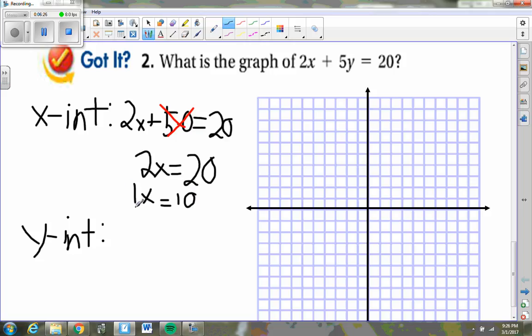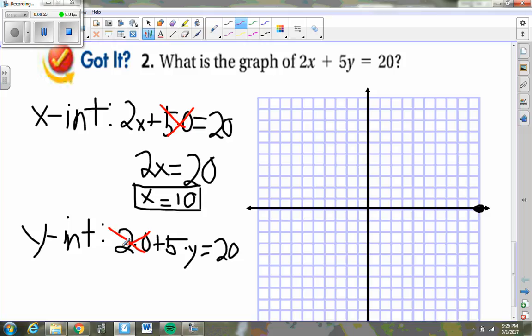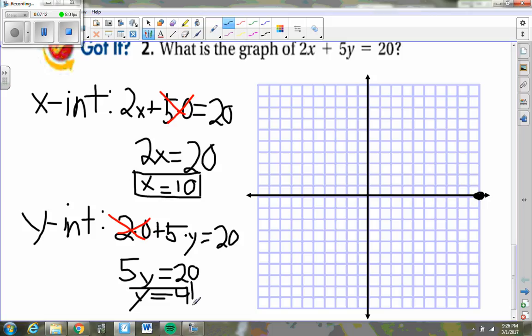Now on the graph, what this means is I need to put a point on my x-axis at positive 10, which is 1, 2, 3, 4, 5, 6, 7, 8, 9, 10, all the way out here. That is my x-intercept. I can do the exact same thing for my y by putting a 0 where the x is. 2 times 0 plus 5 times y equals 20. 2 times 0 goes away, I'm left with 5y equals 20. Divide both sides by 5, I get y equals 4. So on my y-axis, my up and down axis, I need to go to 4. 1, 2, 3, 4. There's my y-intercept, and I can create that point right there.